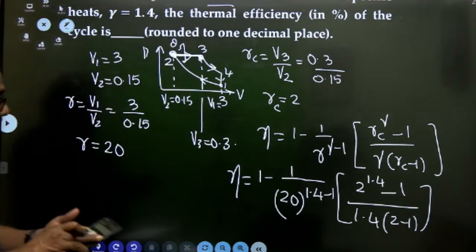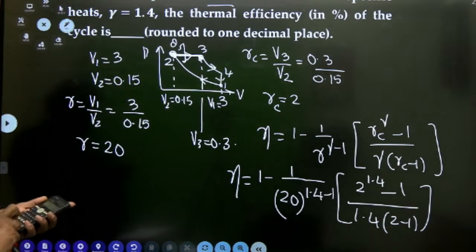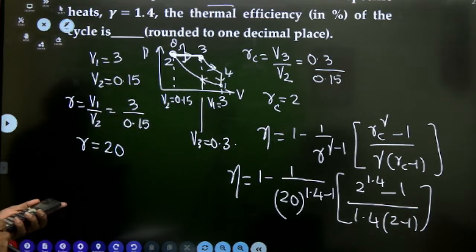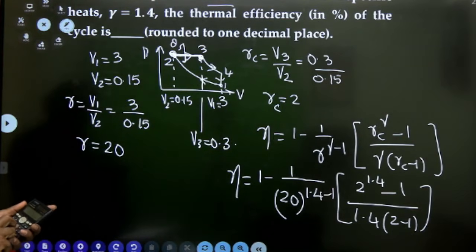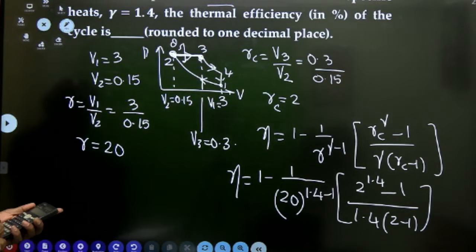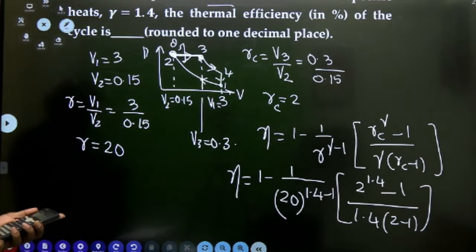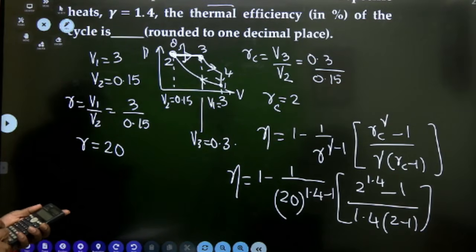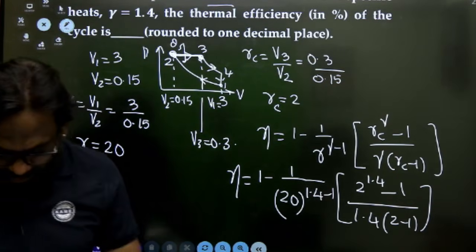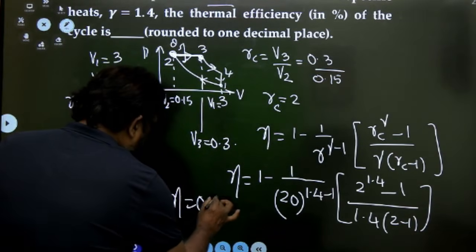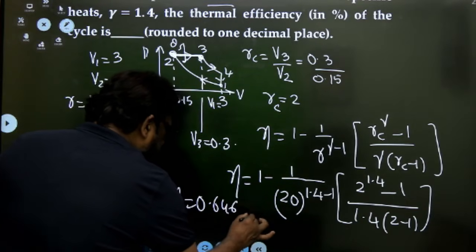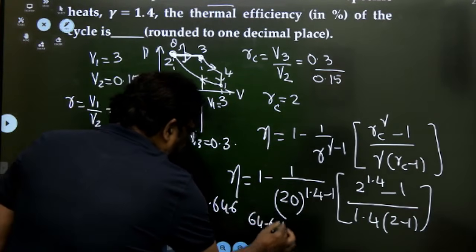मुझे पता नहीं है रे बाबा. 2 power 1.4 minus 1 divided by 1.4. 0.646 कुछ आ रहा है सर. Yes. Efficiency is 0.646. If it is asked in percentage, it will be 64.6 percentage.